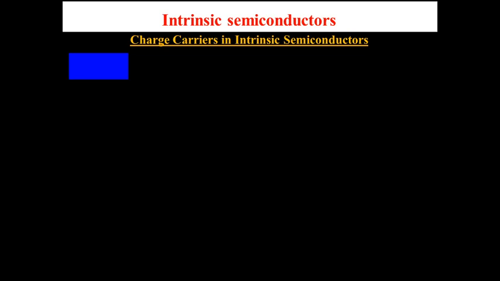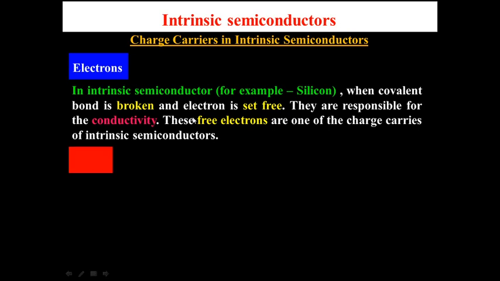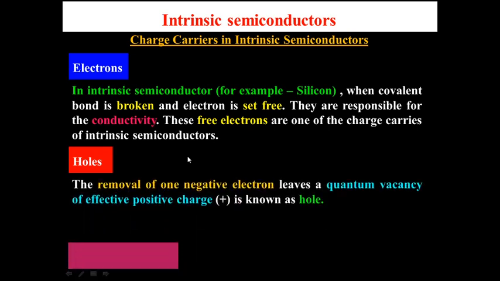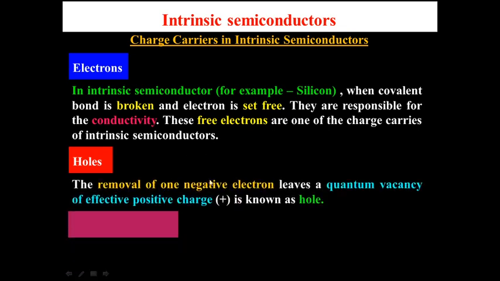So electrons and holes are the charge carriers. When in an intrinsic semiconductor, for example silicon, a covalent bond gets broken, the electron is set free and is responsible for the conductivity. These free electrons are one of the charge carriers in an intrinsic semiconductor. The second charge carrier is the hole, because as the electron becomes free, there is a generation of a positive quantum vacancy. That positive quantum vacancy is nothing but the hole. It means the removal of one negative electron leaves a vacancy of effective positive charge, that is known as a hole, and the plural form of hole is holes.